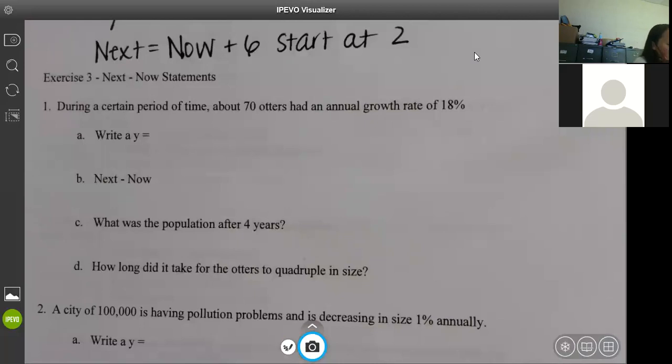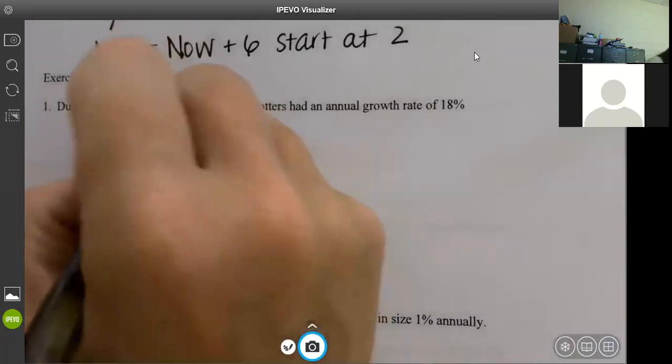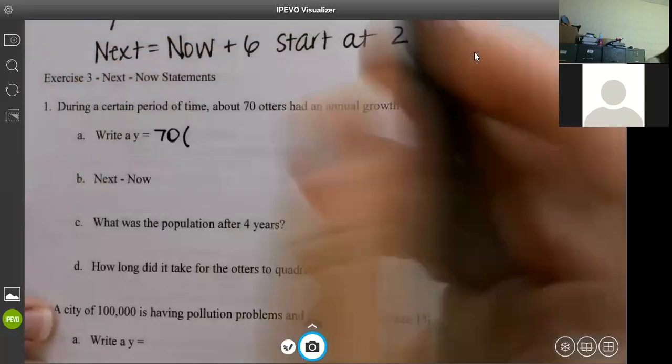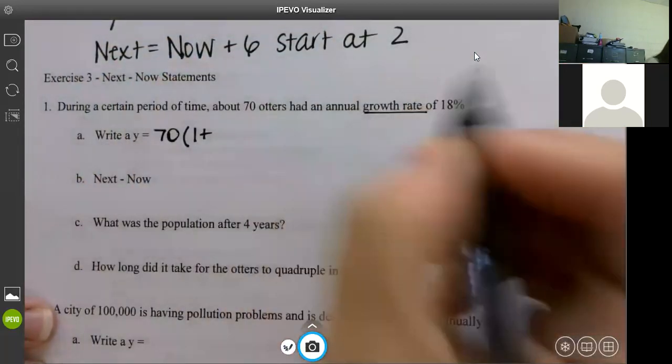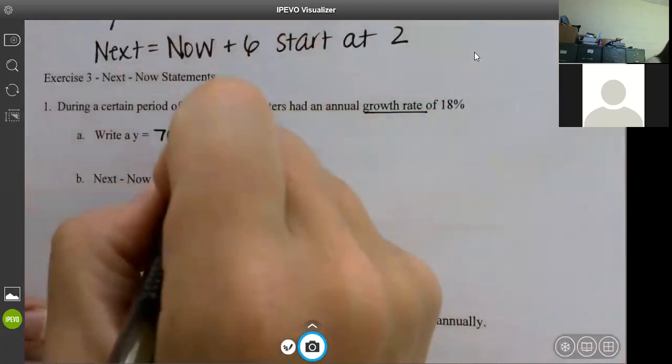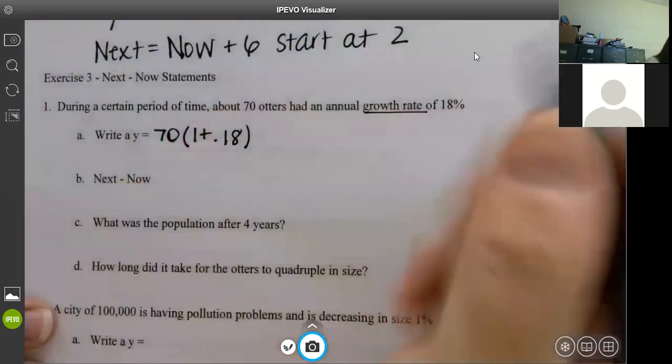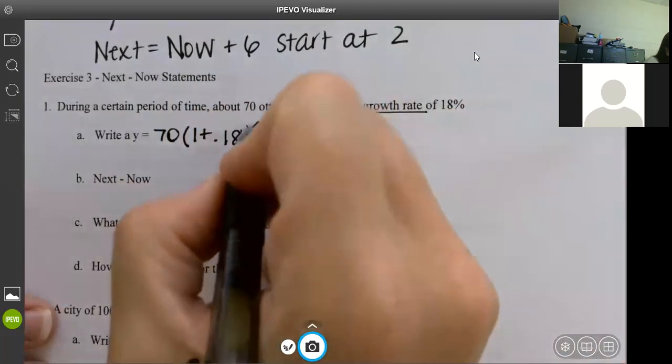During a certain period of time, about 70 otters had an annual growth rate of 18%. Write a y equals. So just what we were just doing. What's your original amount? 70 times, is it 1 plus or 1 minus? Plus, because it's growth. What's your rate? Not start at, to the x.